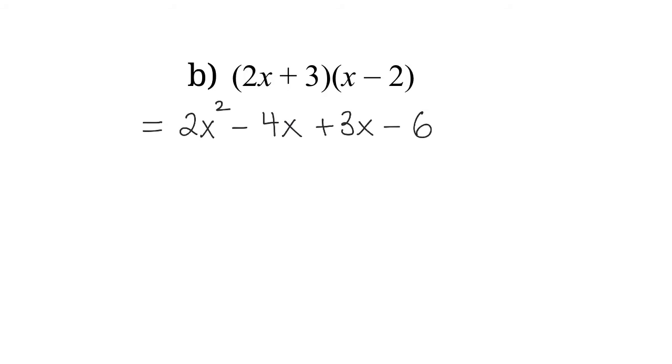Again, you now need to check for any like terms. And again, we've got a set of like terms in the middle, the negative 4x and a positive 3x. So if we collect like terms, our final answer is going to be 2x squared minus x, or minus 1x, minus 6.